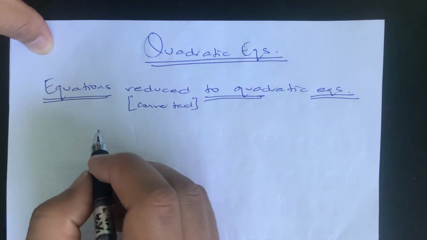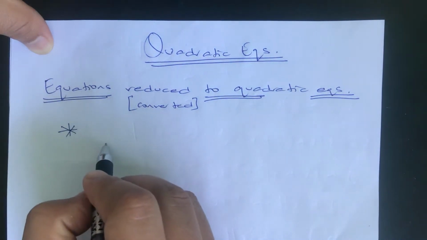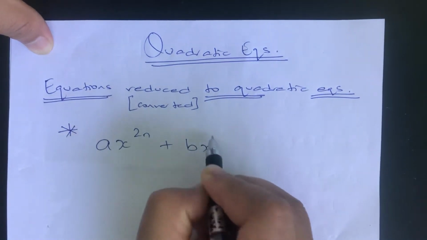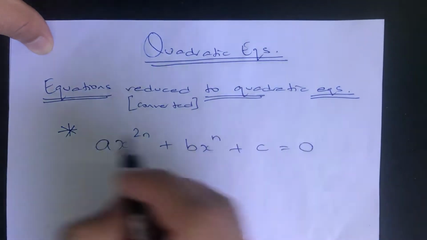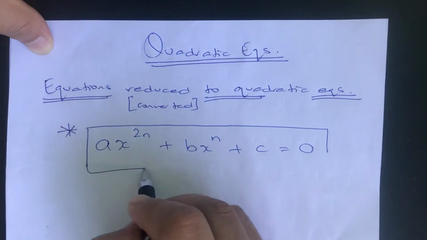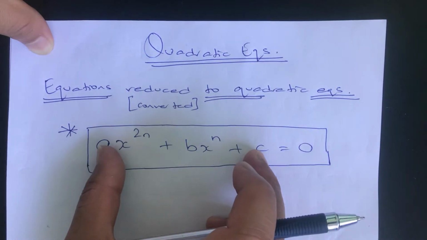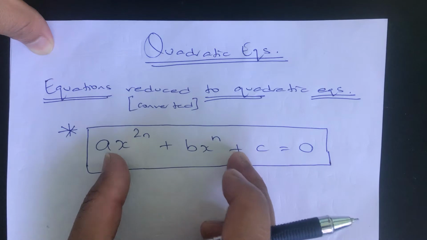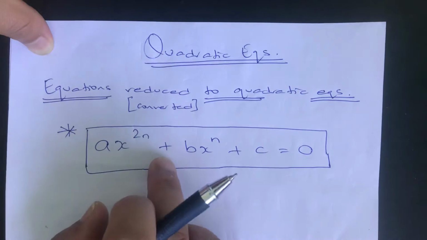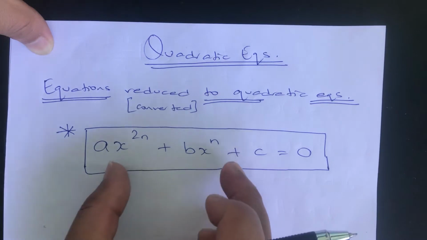And the type that we'll be discussing is the form in which the equations will be given like this: a x to the power of 2n plus b x to the power of n plus c is equal to 0. The question will be in this form. So if the question is in this form, how do we solve it? Sometimes the question may not be directly in this form. It may be slightly different, and then we can convert those equations into this form. And the moment we get the equation in this form, we can go ahead and solve it.